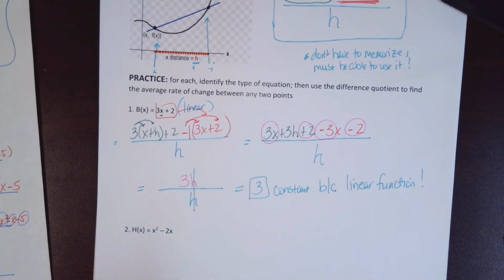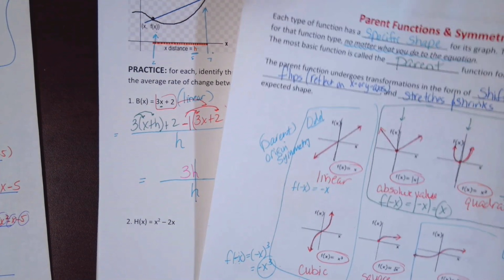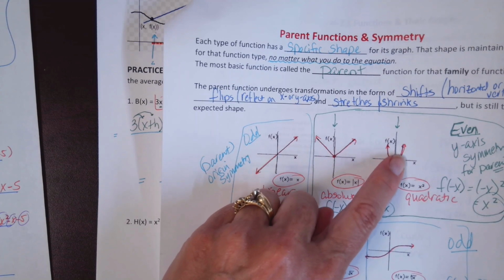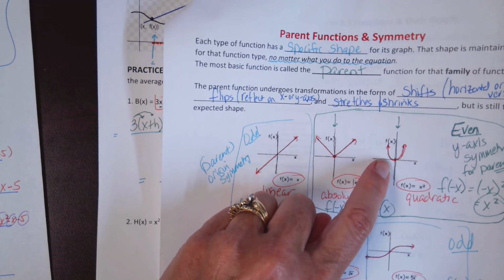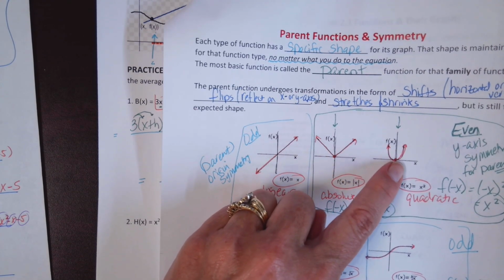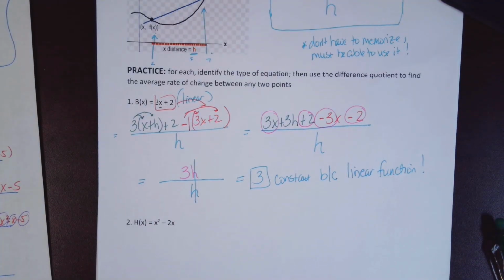Let's practice again with number 2, h of x. H of x is not linear. If you look at your parent function, I've got this x to the second power. That's quadratic. The graph is going to be a parabola of some shape and size. It does not have a constant slope. In fact, part of it's negative, part of it's positive. Down here it's really flat. Up here it's really steep. So it's going to depend on which x values we pick what the difference quotient would be.